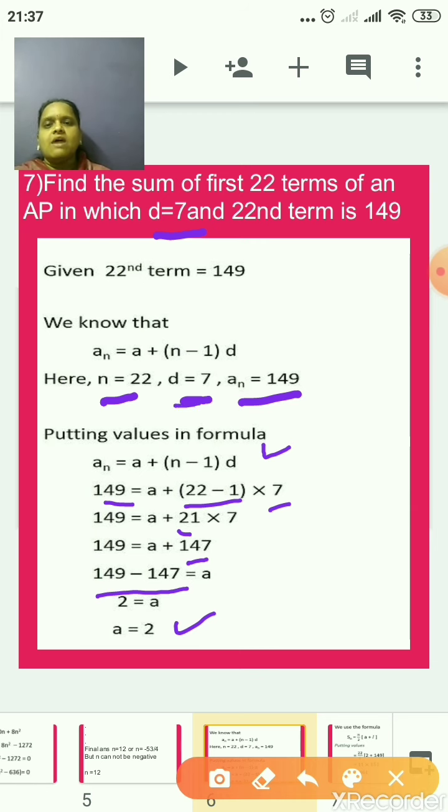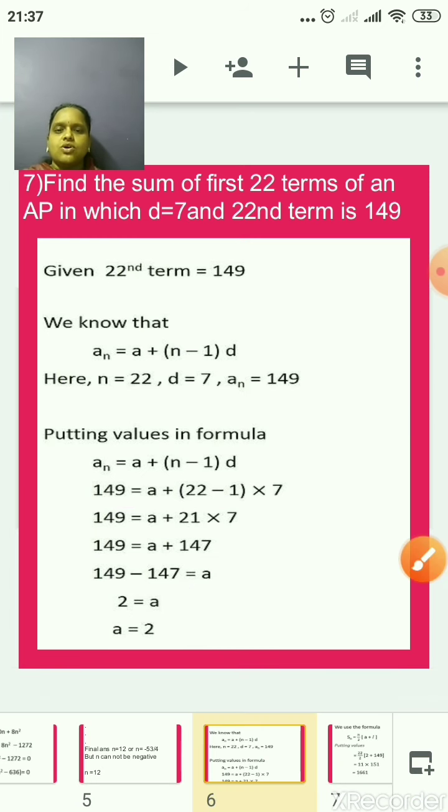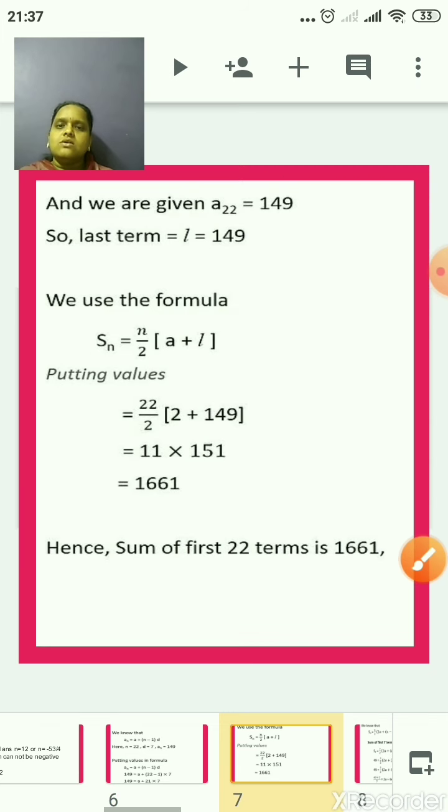We know the d value. We know the n and an. Now you can apply any one of the formulas to find the answer. Why? Because a is already given. So this sum can be solved by both formulas, because a and an are given as well as n, so you can apply the second formula. Similarly, d is also given, so you can apply the first formula also. So it is your choice. Let us see the solution.